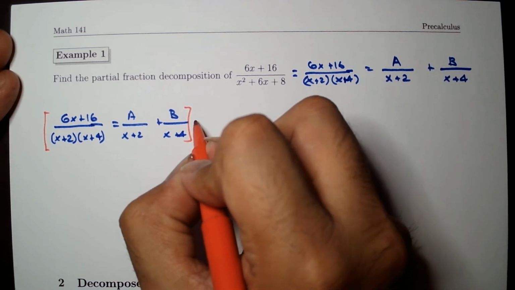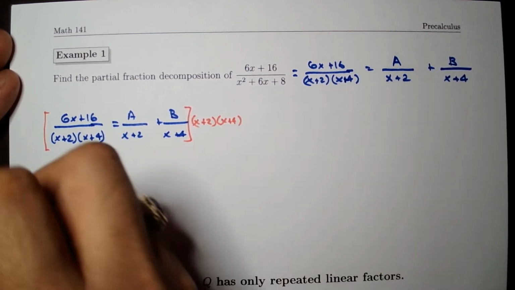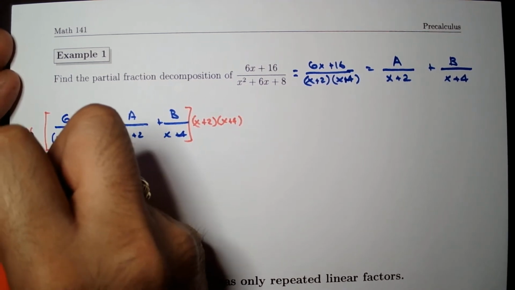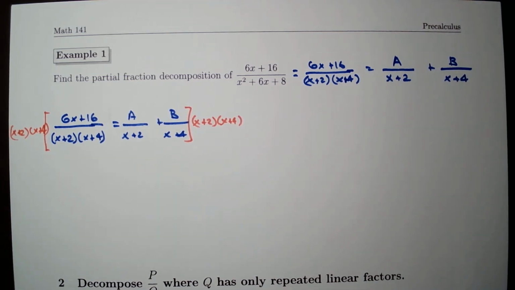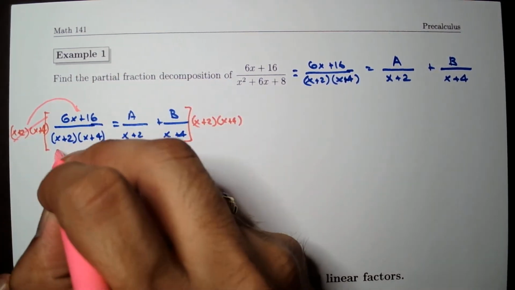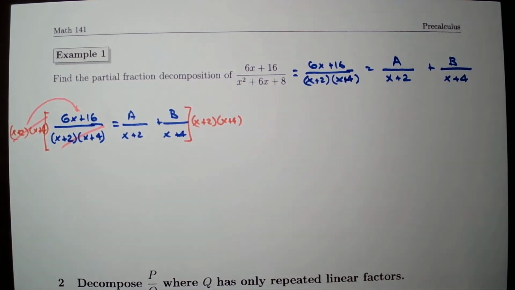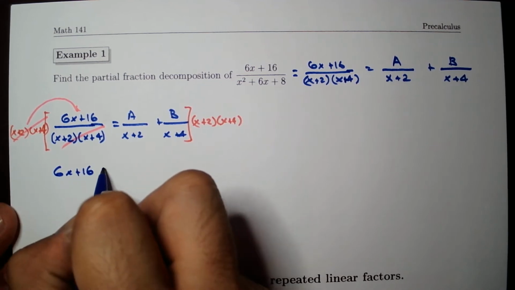So we're going to multiply both sides by x plus 2, x plus 4, on the other side as well. All right. So what are we going to do in this case? Well, on the one hand, when we distribute here, these two just cancel. And in this case, we're going to be left with 6x plus 16.